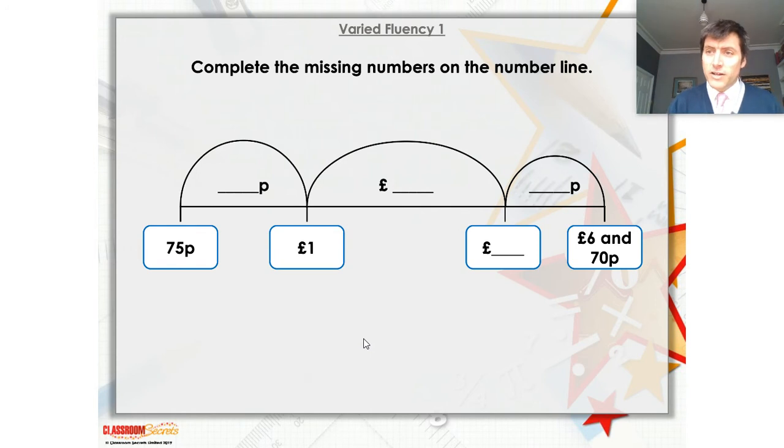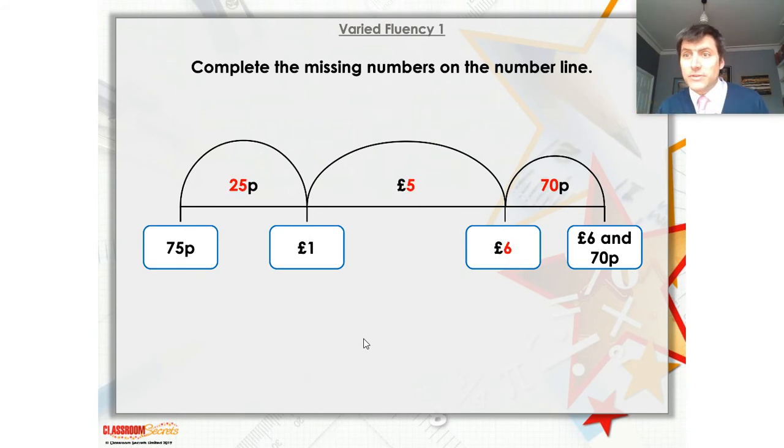Pause it while we try and do it. If you've got a ruler, try and draw this number line out. Pause it, and then in 5, 4, 3, 2, 1. Let's see how we did. So we see that the gap between 75p and a pound is 25p. The gap between a pound and £6 is £5, and it was £6 because that's the last whole pound before £6.70. And then we've got 70 more pence after that. Okay, so we can see that in total £5.95 was added on to our initial value of 75p.